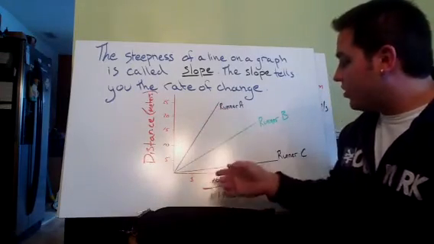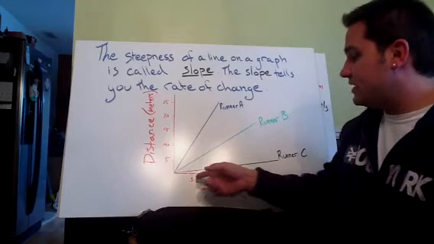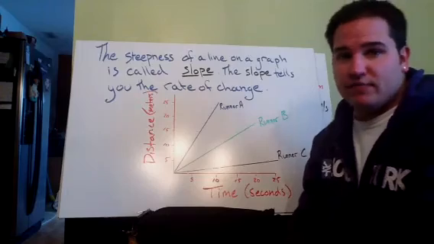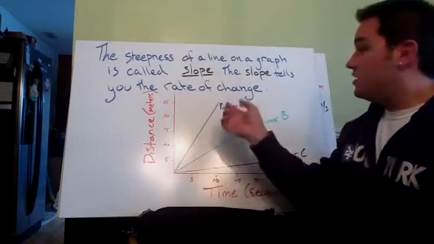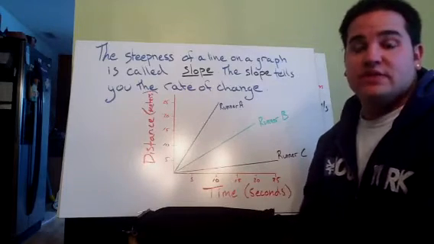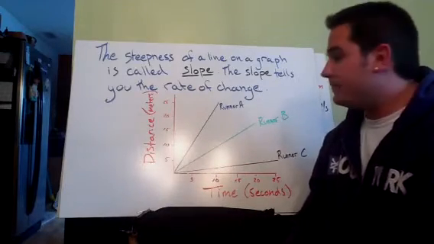Well, if we look at its slope over about 10 seconds, the runner went for 10 seconds. In that 10 seconds it went 25 meters. It's pretty fast. How do we calculate it? 25 divided by 10 gives us 2.5 meters per second.